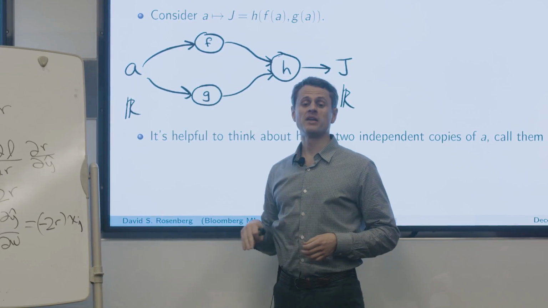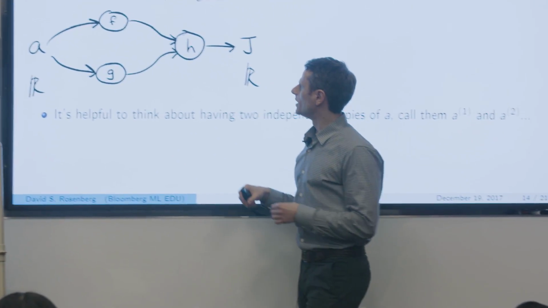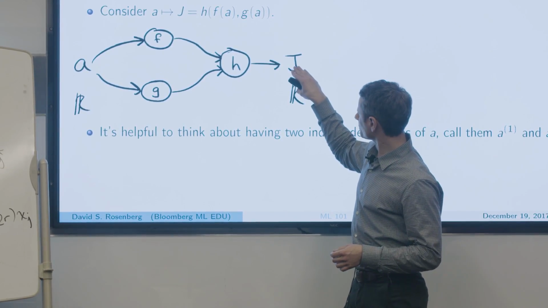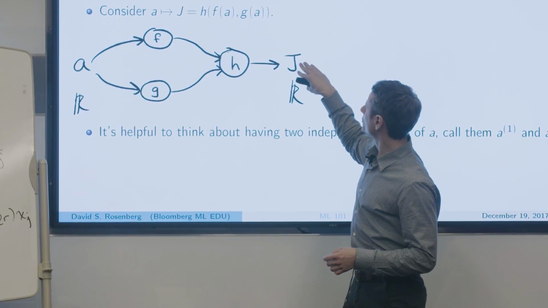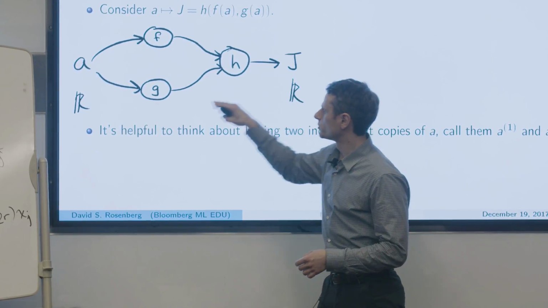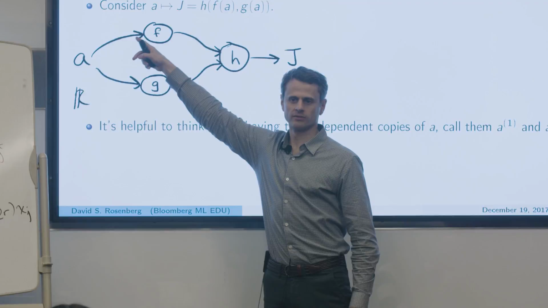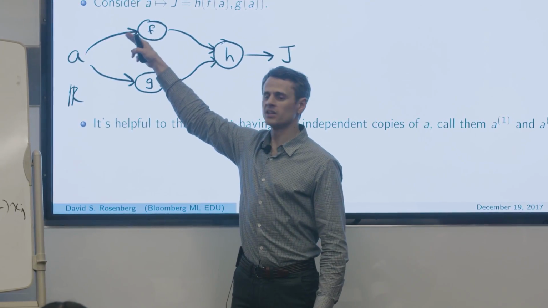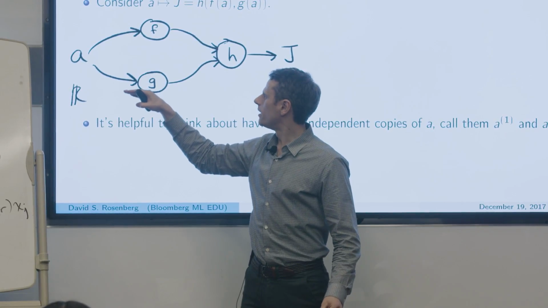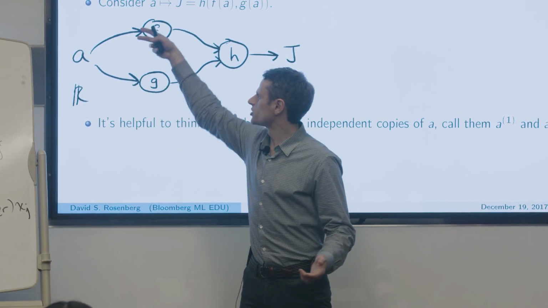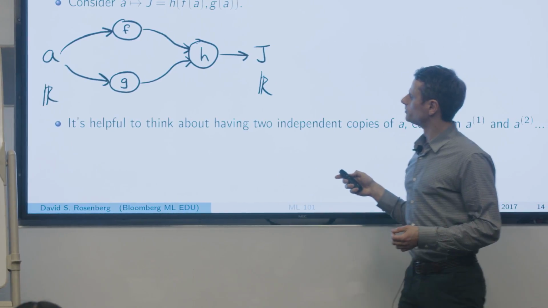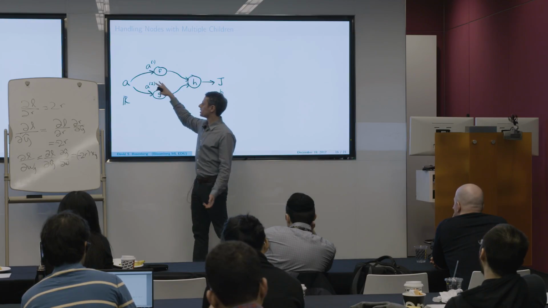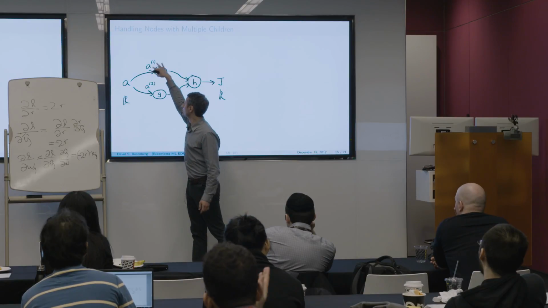So I think it's very helpful to think about writing two different independent copies of A. Because right now, it would be helpful to know how much J changes when we change this input here, but not this one. But it's confusing because A leads to both of them, so can you really change one without the other? So you can, it just makes them different. So I find it helpful to introduce temporary placeholders for two different copies of A.